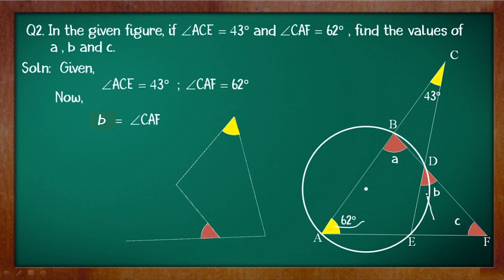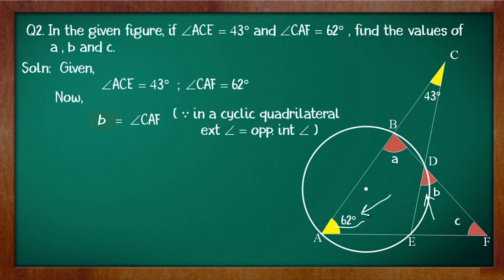These two angles will be equal. And why are these two angles equal? Because in a cyclic quadrilateral, the exterior angle is equal to the opposite interior angle. So what will be the measurement of B? The measurement of B will be equal to 62 degrees. So we got the value of B as 62 degrees. Now let's solve for A and C.